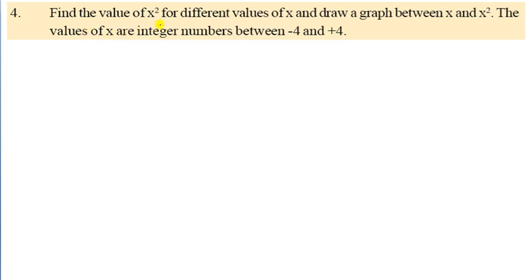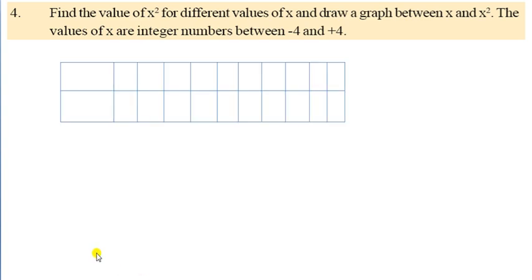Find the value of x square for the different values of x and draw a graph. So you can see here how it can be formed. So it is the value of x. First of all we can write x and x square. It is x and that is x square. So you can say y is equal to x square. So first of all we can put these values. First of all you can see 0. So it will be 0, x square is equal to 0.